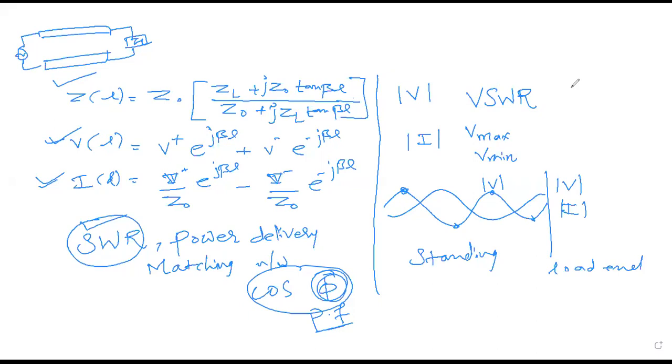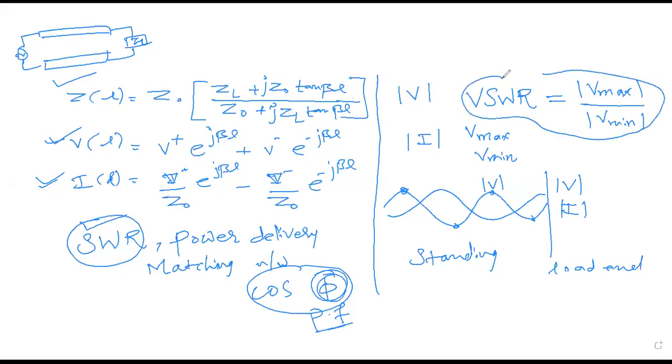VSWR is basically the ratio of Vmax and Vmin. So that ratio of Vmax upon Vmin gives you this VSWR. So it's a very important thing. We'll derive this, and we'll see what is the significance of this VSWR. So let us derive this VSWR.